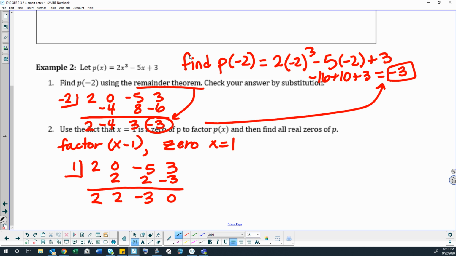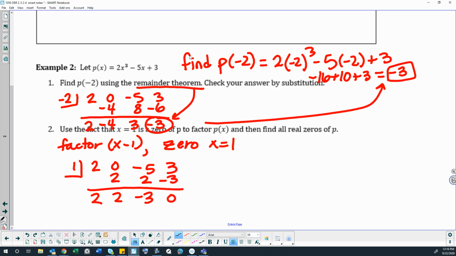It wouldn't be a factor, but look at the phrasing of this question. Use the fact that x equals 1 is a 0 to factor. That makes it seem like it has to be a factor, based on the way it's worded. So that means if you don't get that remainder of 0 at the end, you should know that you did something wrong, or the question is trying to trick you.